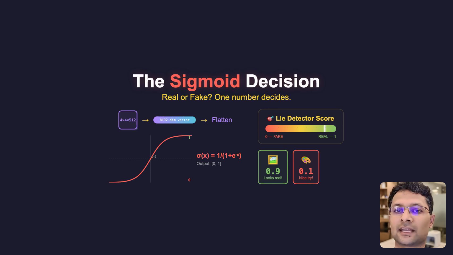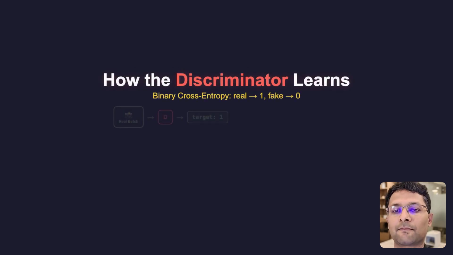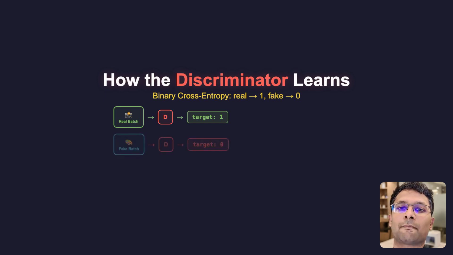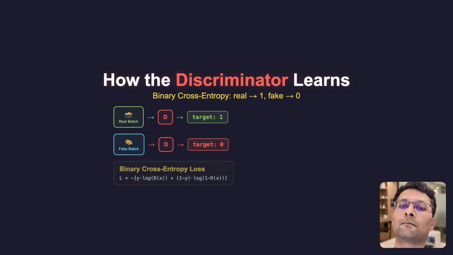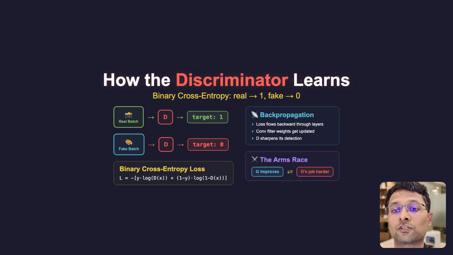The discriminator's training is beautifully simple. It sees two kinds of images, real ones from the training dataset and fakes from the generator. For real images, it should output 1. For fakes, it should output 0. The loss function, binary cross entropy, penalizes wrong answers. If it calls a real image fake or a fake image real, the loss goes up. Through backpropagation, the discriminator sharpens its detective skills. It learns the subtle patterns that separate authentic work from forgeries. But here is the catch: as the generator improves, the discriminator's job gets harder.